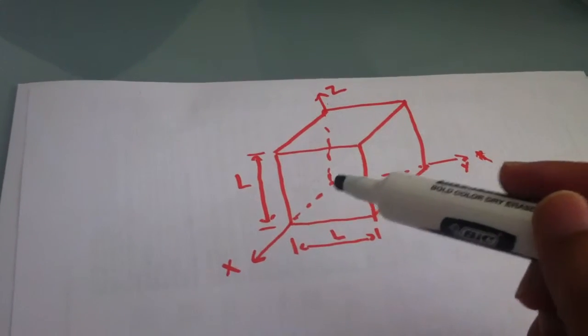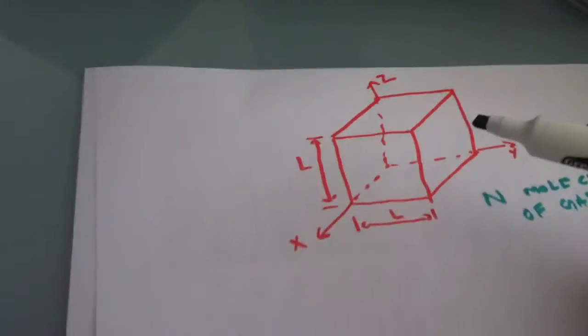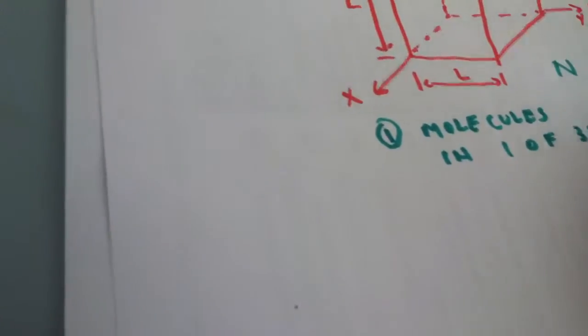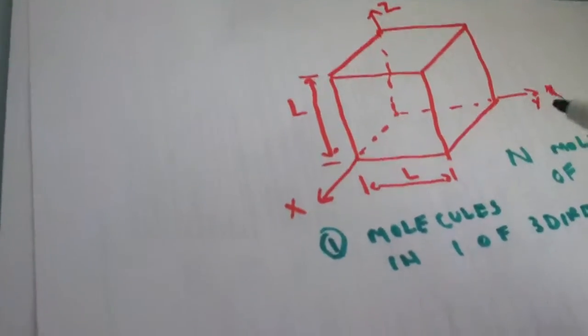However, it becomes a lot easier if you make some very simplifying assumptions. And there are two main assumptions that you can make. One assumption is that the molecules are going only in one of three directions. So they are either moving in the x direction, y direction, or the z direction. And I call this x direction, this is y direction, and up and down is z direction.